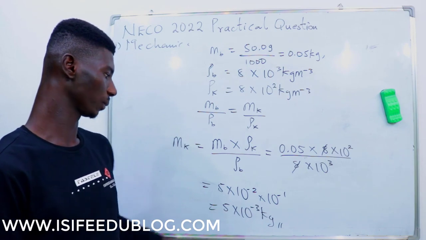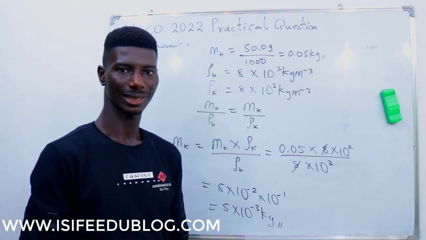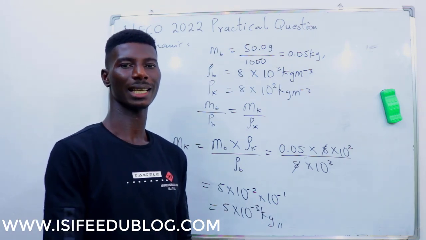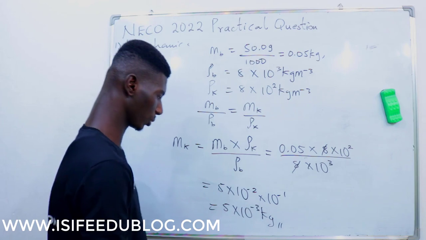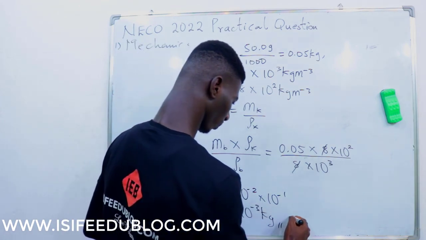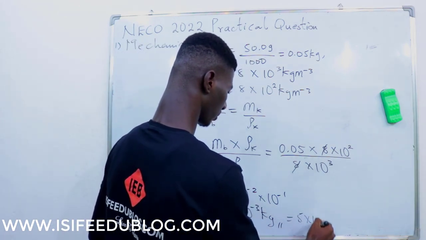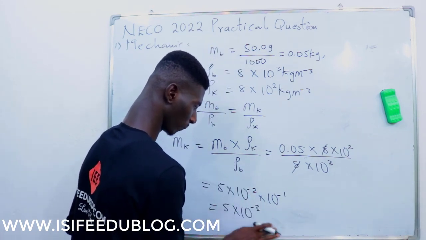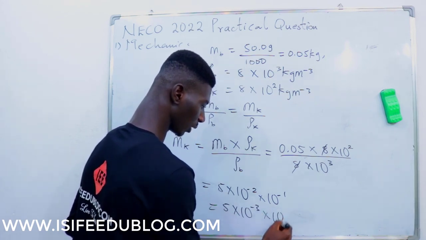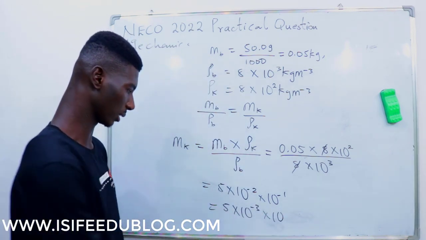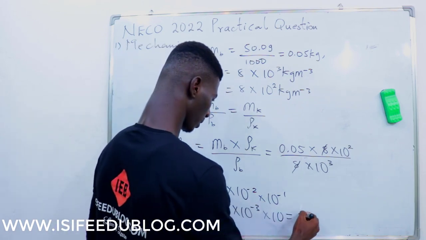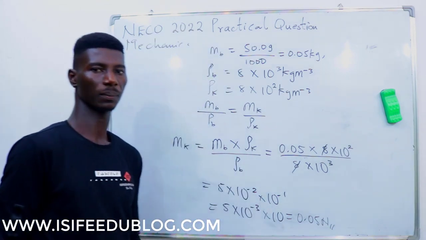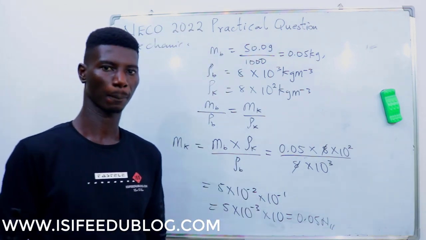Now, if they want you to convert to force, that is to Newton, that is the essence of the g in bracket. So what you just need to do is you simply do what? Just multiply this by 10. So since we have g in bracket, that means they want us to have our answer in Newton. And once we do that, what we have is 0.05 Newton. So this is the reading on the spring balance.